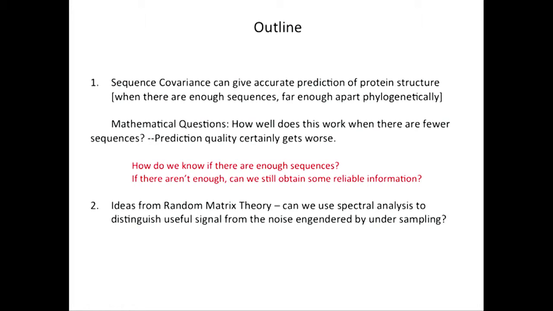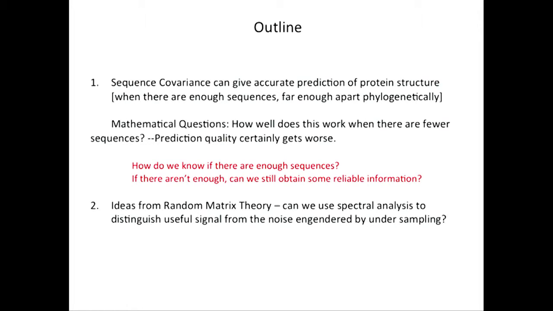If you give me a data set and I make a prediction, I have no idea if it's right or not, if I don't already know the answer. And I'd like to have some idea of how well I can do just by looking at the original data. And if there aren't enough sequences to actually predict the whole protein 3D structure, can I still obtain some reliable information from that data?